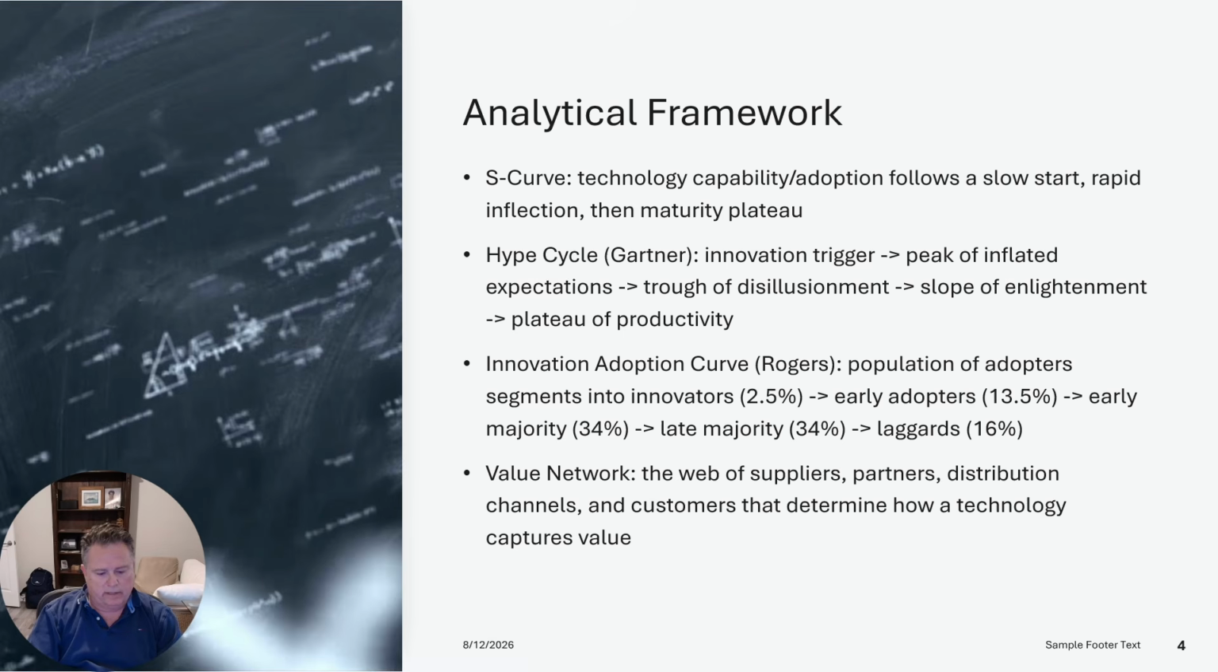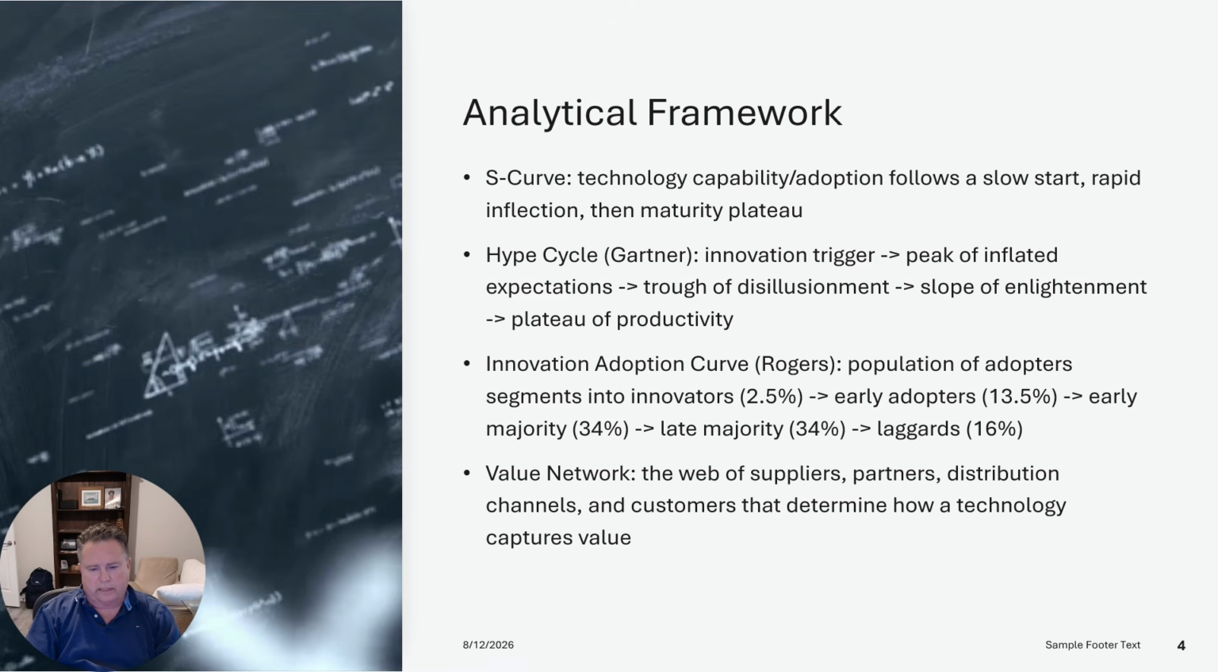More specifically, the technology S curve describes how a technology's capability and market adoption typically progress over time. A slow start during the early research and development, a rapid inflection once product market fit is found, and an eventual plateau as the technology matures and diffusion saturates the addressable market.